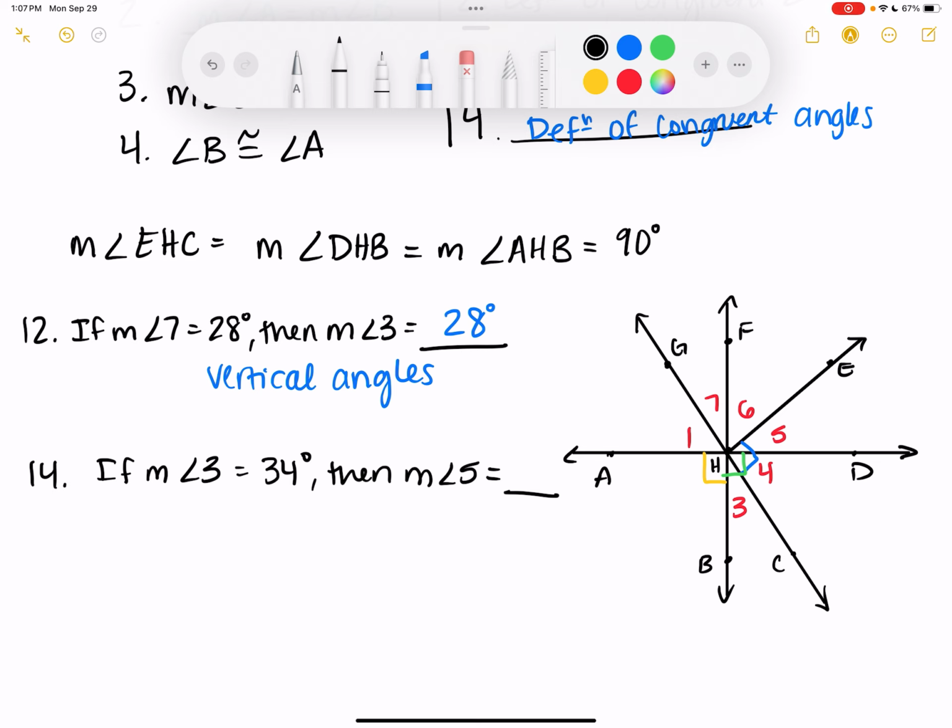Problem 14. If the measure of angle 3 is equal to 34 degrees, then the measure of angle 5 is equal to blank. So 3 is 34 degrees, and I'm trying to find 5. Any idea what I might need to do here? Subtract 34 from 90, I think. Okay, why are you doing that? Because the lines of 3 and 5 make 90 degrees. 4 and 5 make 90, and 3 and 4 make 90, but 3 to 5 make more than 90.